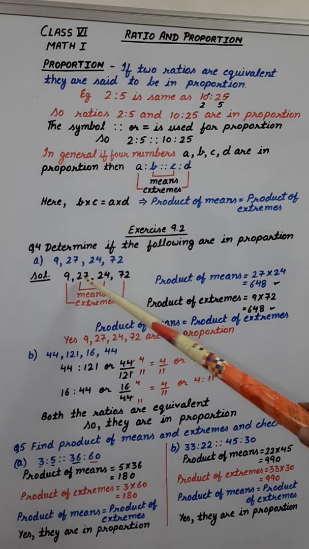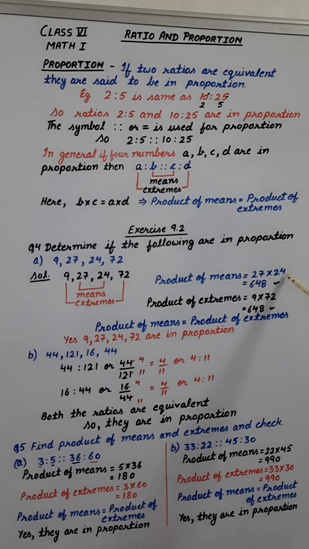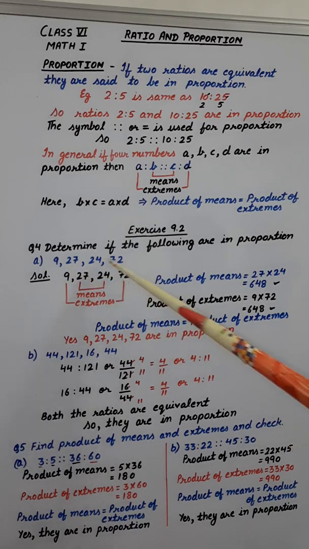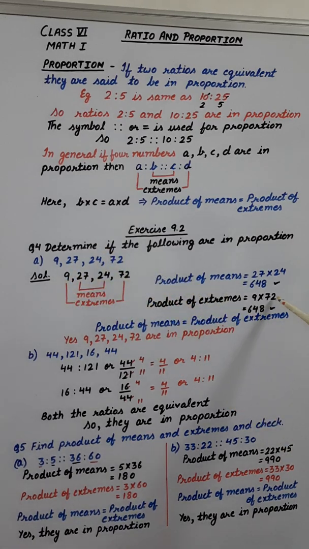Now first let's find the product of means. So it is 27 multiplied by 24, result is 648. Now let's find the product of extremes. So 9 multiplied by 72, again result is 648. So here we can see that the product of means is equal to the product of extremes. So this means that yes, these numbers are in proportion.